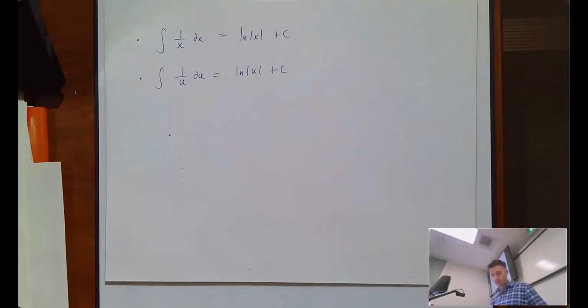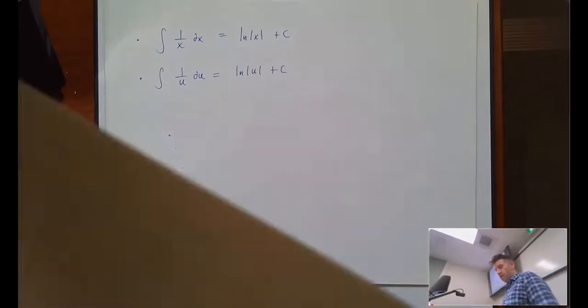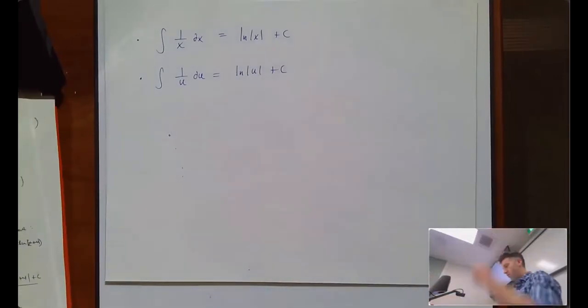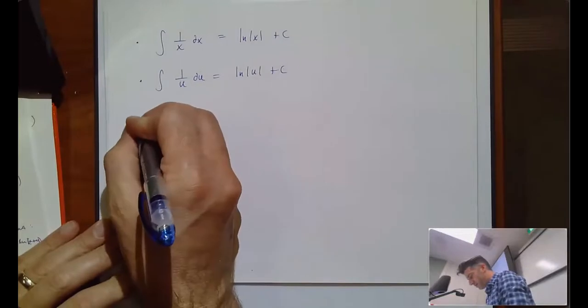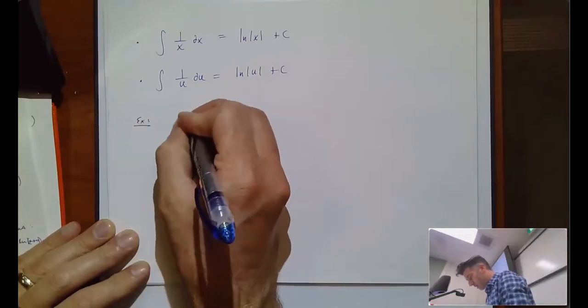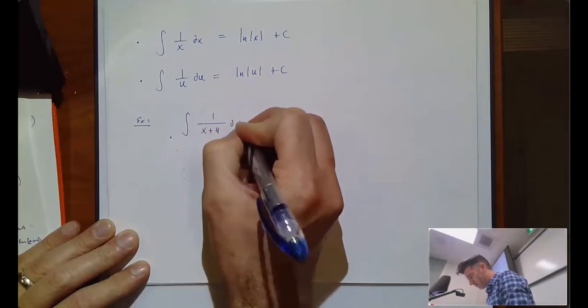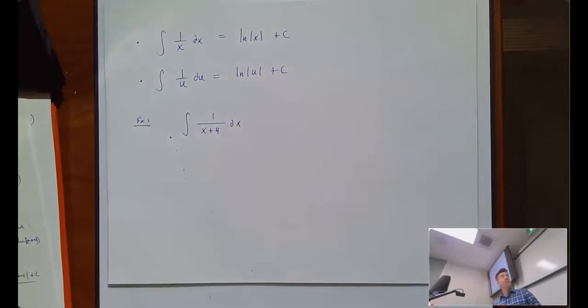Okay. So cool. Now we're going to look at a bunch of examples. What if I wanted to find, for example, the antiderivative of 1 over x plus 4? Well, there's two ways to do this. There's the long way and there's the easy way. The long way is to do a u sub. If you see something stuck in the denominator, that's a great choice for u.